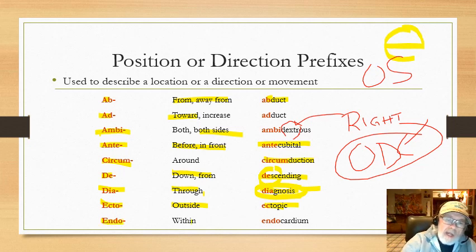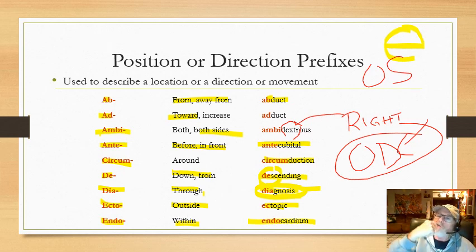Endo means within. Inside the heart is an inside lining, and because cardi means heart, the inside lining of the heart is called the endocardium. When they take a tube and put it down your throat, a breathing tube, it's called an endotracheal tube because it's within the trachea, or the windpipe.